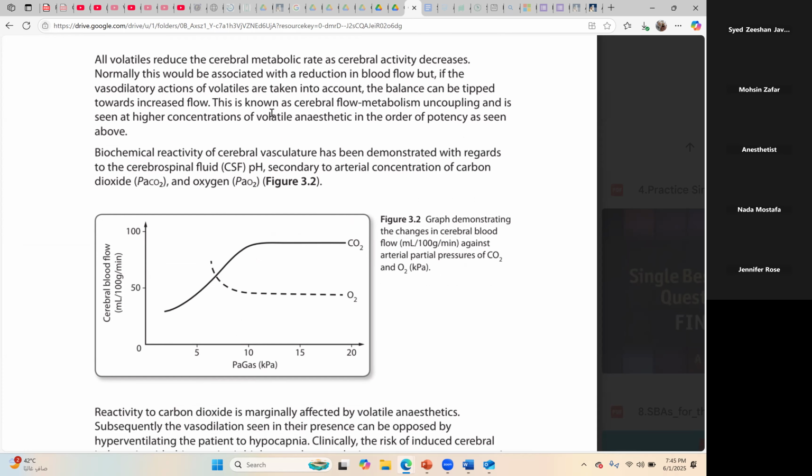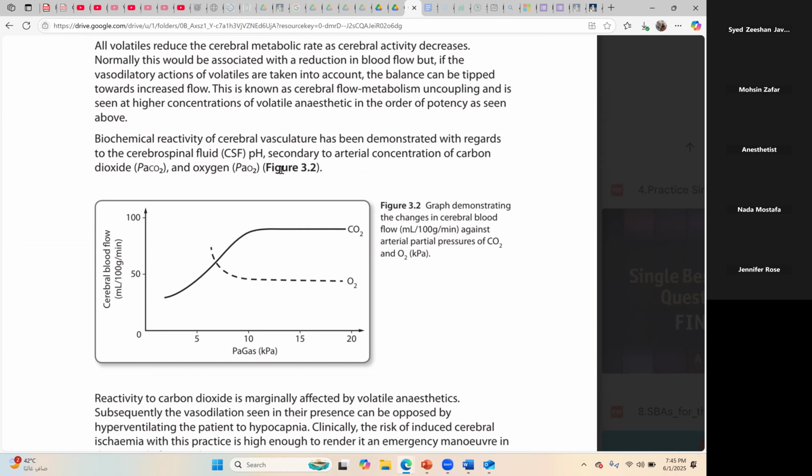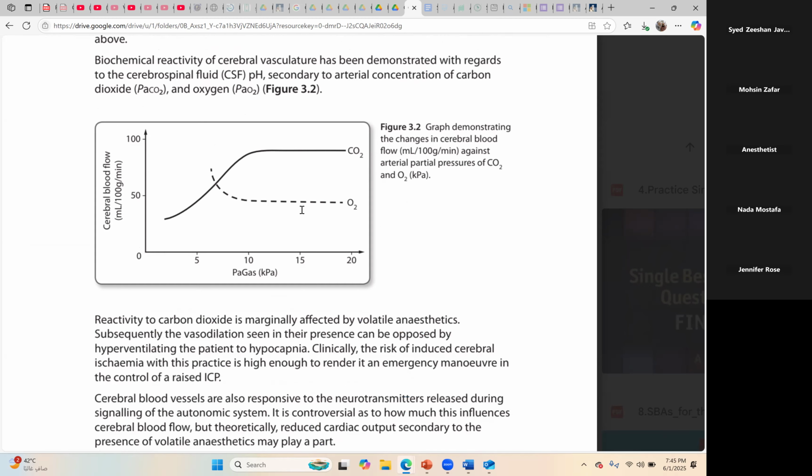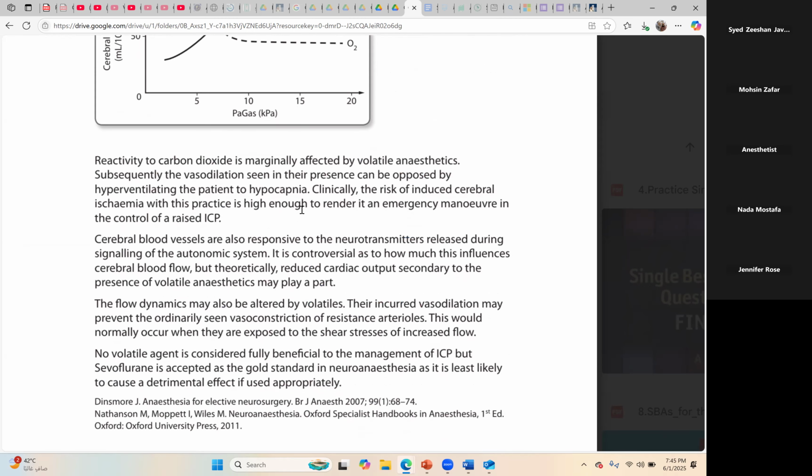Biochemical reactivity of the cerebral vasculature has been demonstrated with regard to CSF pH, secondary to arterial concentrations of CO2 and O2. Reactivity to CO2 is marginally affected by volatiles. Subsequently, the vasodilatation seen in their presence can be opposed by hyperventilating the patient to hypocapnia. Clinically, the risk of induced cerebral ischemia with this practice is high enough to render it an emergency maneuver in the control of a raised ICP.